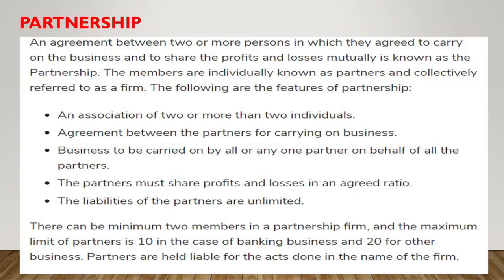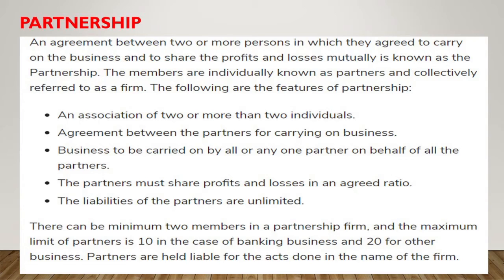There can be a minimum of 2 members in a partnership firm. The maximum limit differs from business to business: if it is banking, 10, and other than banking, 20 people. Partners are held liable for acts done in the name of the partnership firm. Whatever assurance you give in your firm's capacity, you are liable to honor or execute that. Okay, this is partnership.